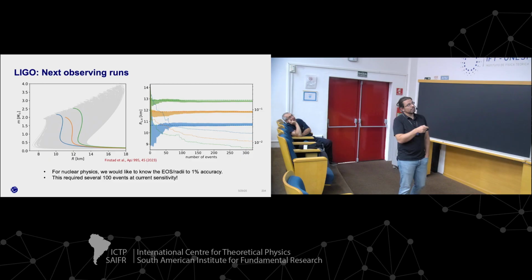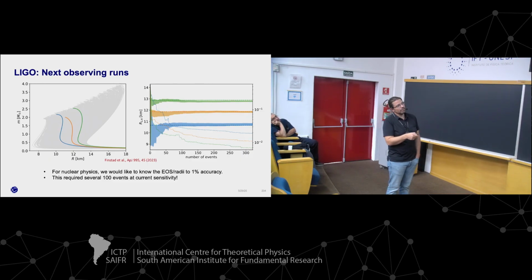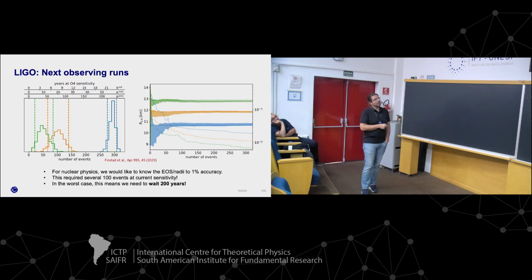And here you see the measurement of the radius as a function of number of events. And you see it improves. If you have 300 events, you can maybe measure the equation of state, or the radius, sorry, with 1% accuracy. That's pretty nice. But then you can look at how many events do I have to see? How long at the current merger rate does it take to do this?